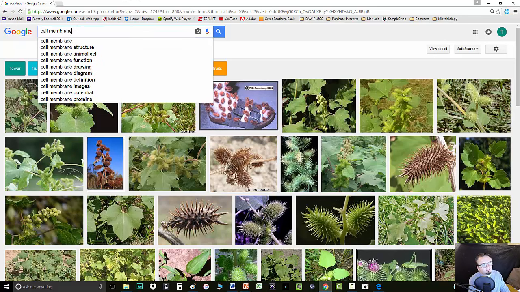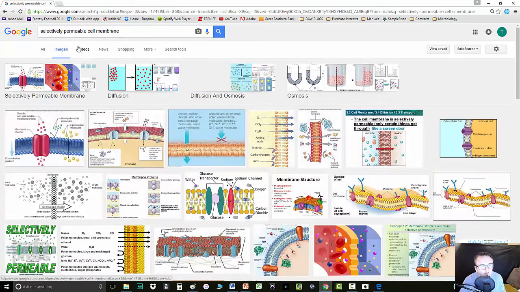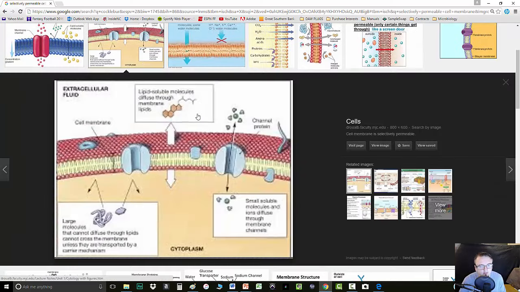We refer to the cell membrane as being selectively permeable. So you can see a common catchphrase here: selectively permeable cell membrane. The reason for this is at the microscopic level, what we see is a pretty tight-knit group of molecules called phospholipids that hold the membrane together, and then we have pores within it called channel proteins that allow certain molecules to pass in and certain molecules to pass out.